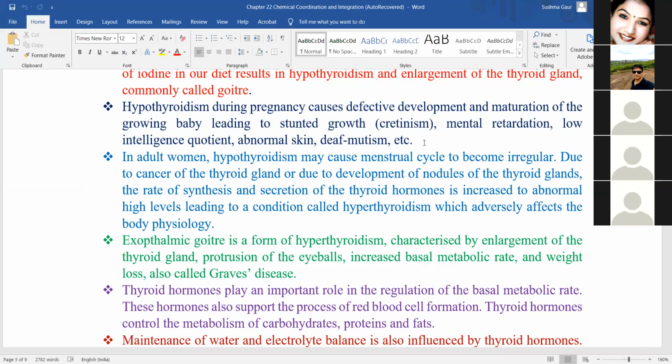Okay. So in the case of an adult woman, hypothyroidism may cause the menstrual cycle to become irregular.